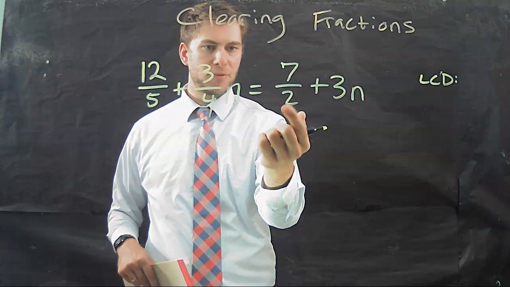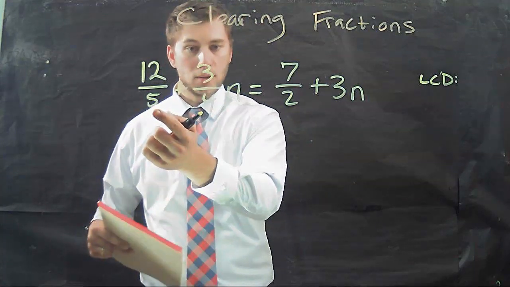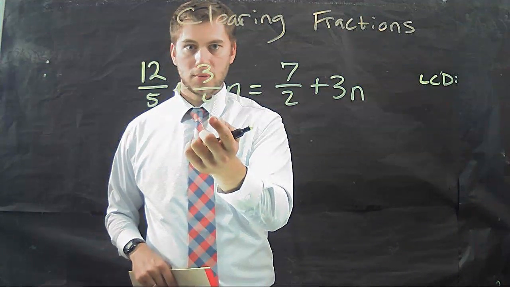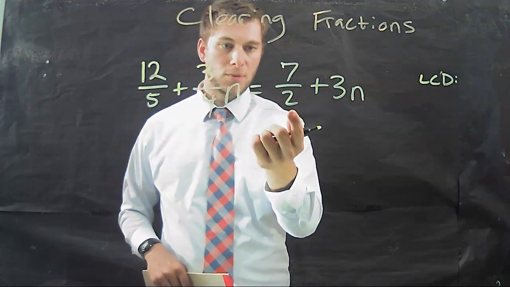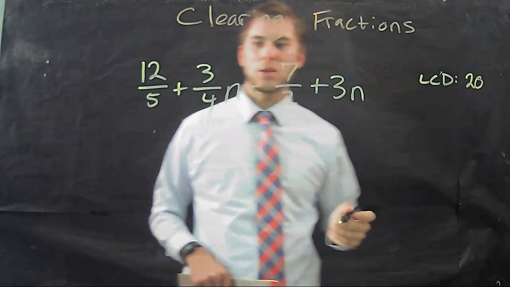15. Well, 2's an even number, so it doesn't go into 15. The next multiple of 5 is 20. I know that 4 goes into 20, 4 times 5. I know that 2 goes into 20, 2 times 10. So 20 is my LCD. All right, 20 is my LCD.